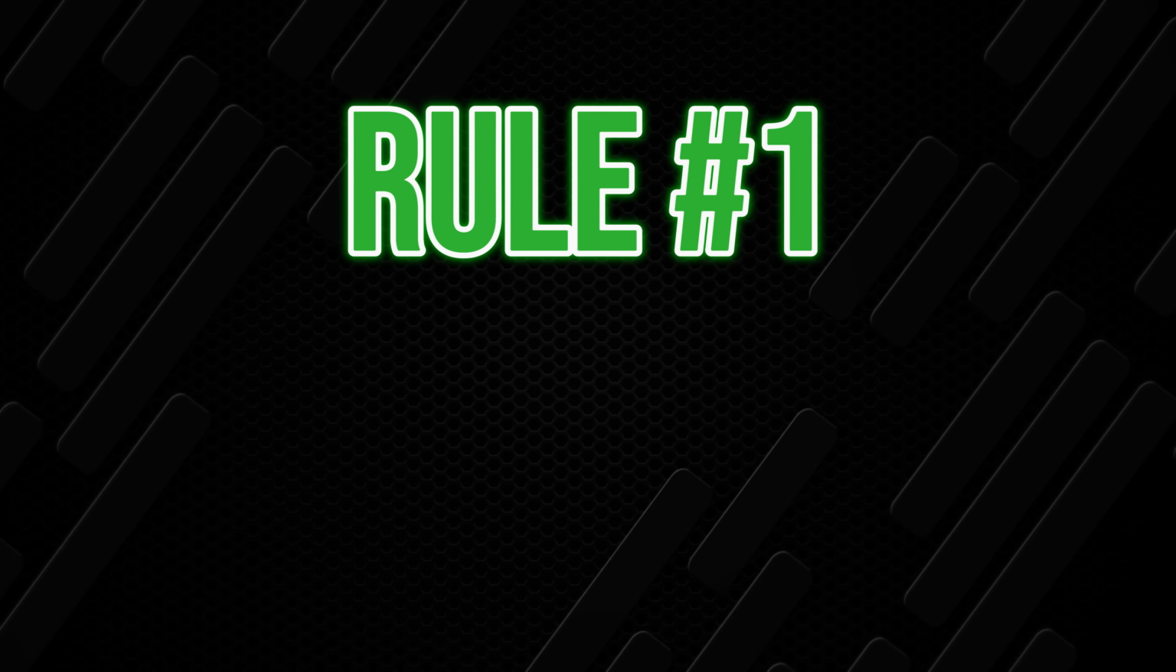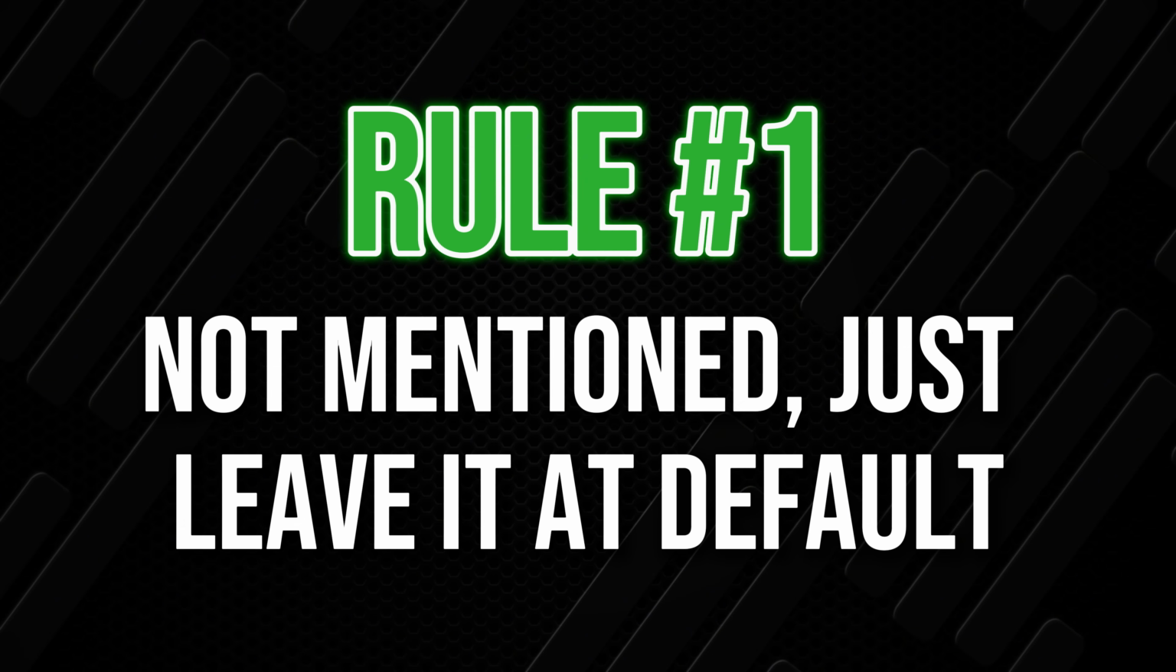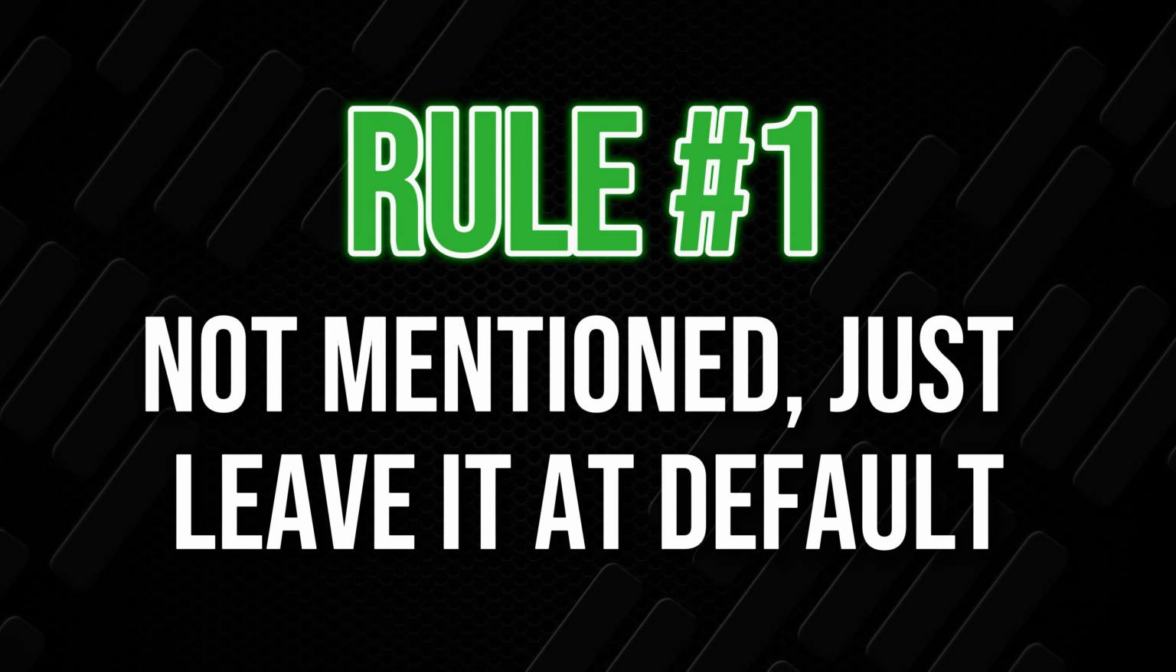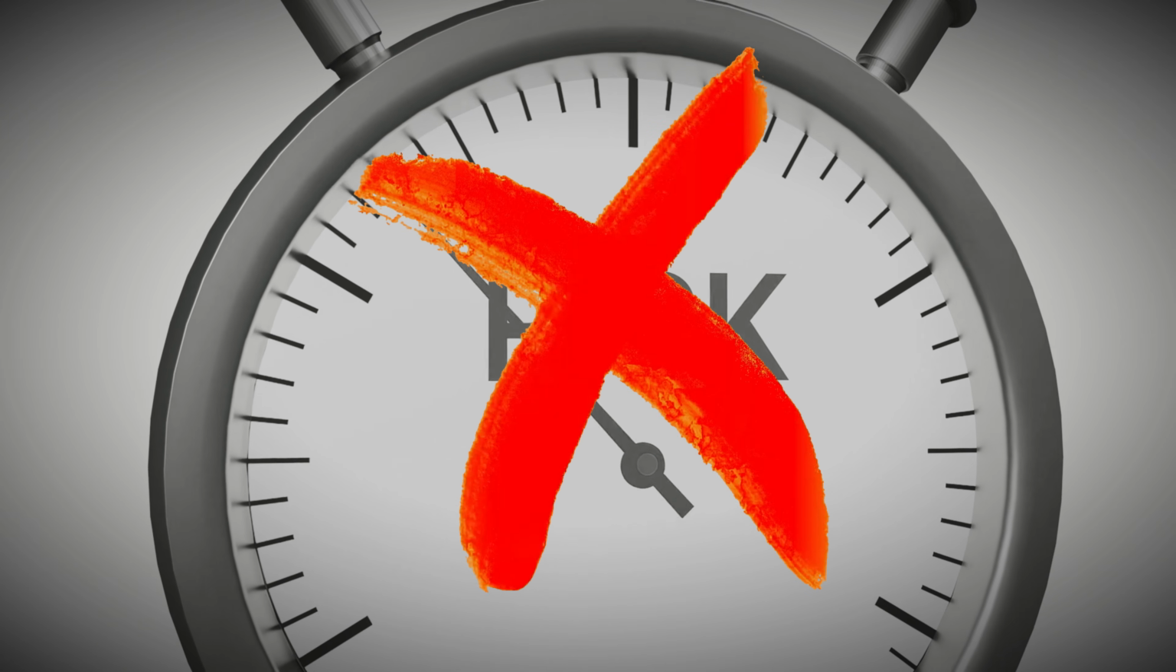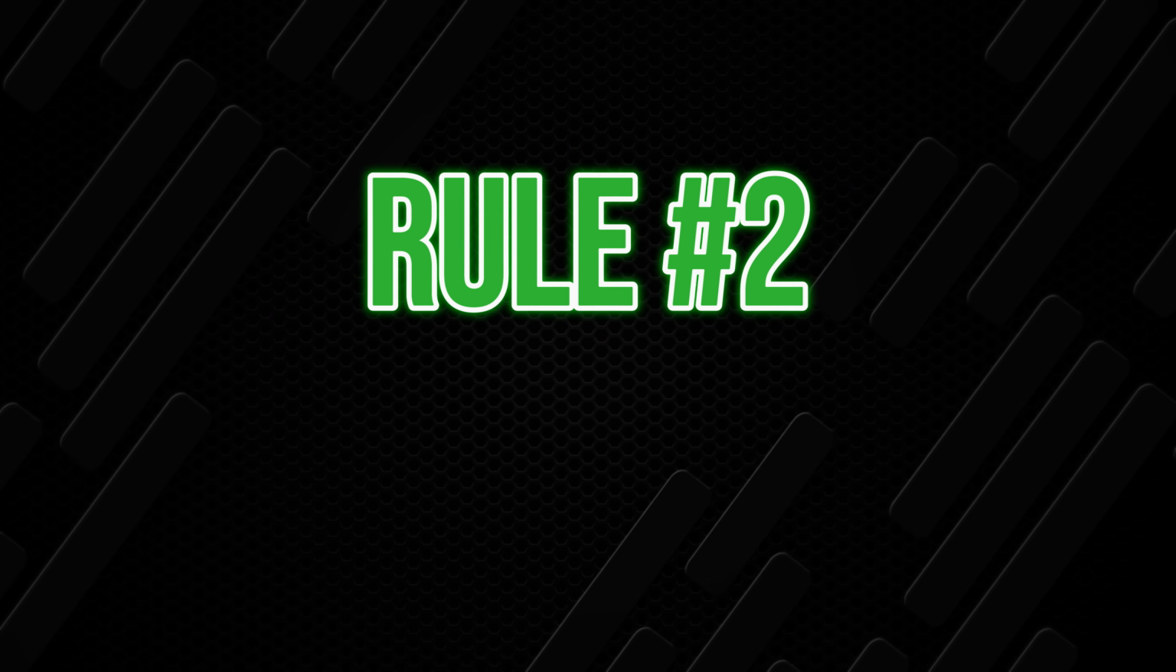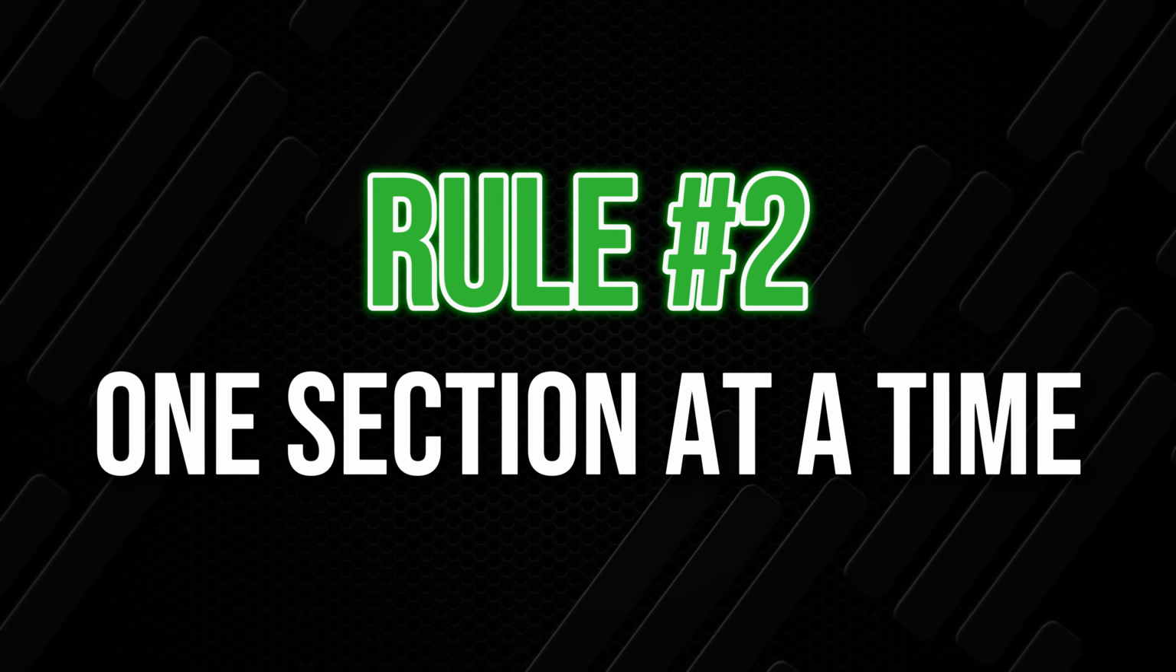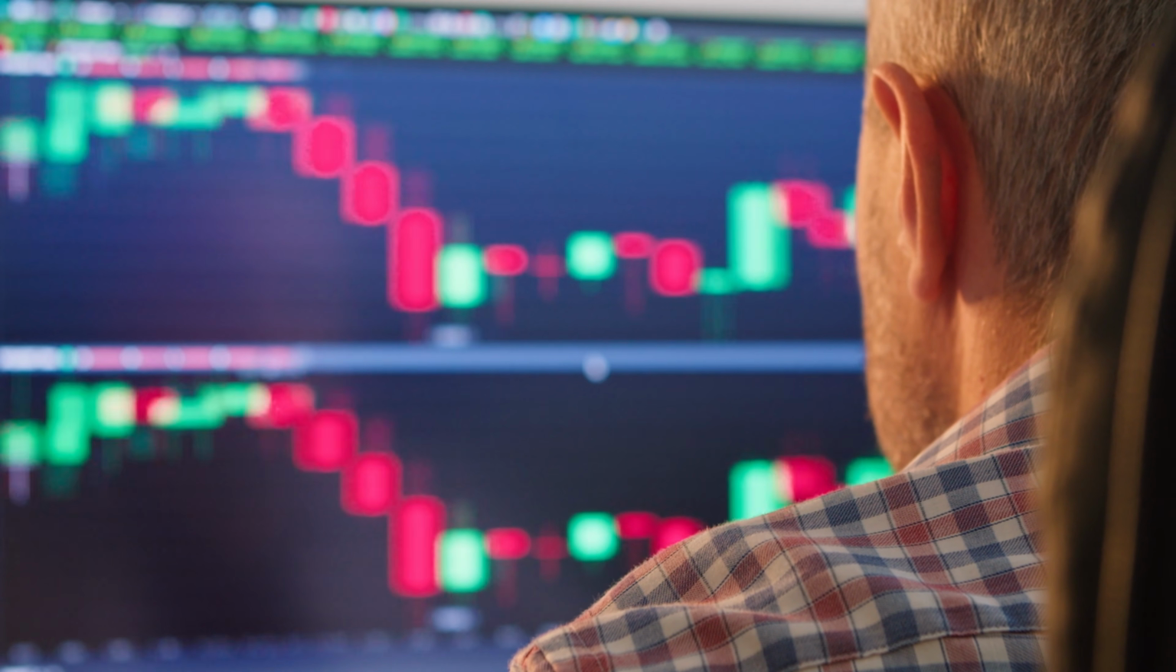Now, before we touch a single toggle, here are some rules of the road. And rule number 1 covers everything. If I don't mention a setting in these videos, just leave it at its default. You're not missing anything. The stuff I skip either doesn't matter for trading or it isn't worth the risk. Rule number 2. We do one section at a time. Today we are doing all of the power settings. Then we stop, we reboot, and we test your trading applications. If you flip 40 switches at once and something breaks, you'll never know which one did it.